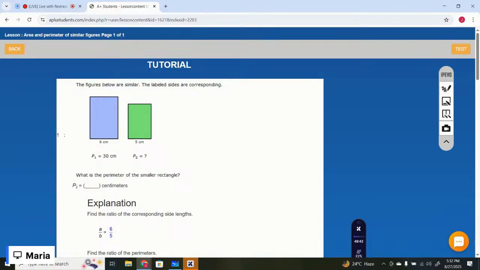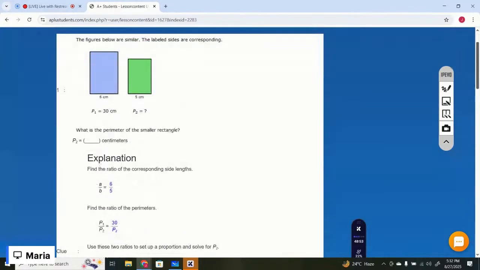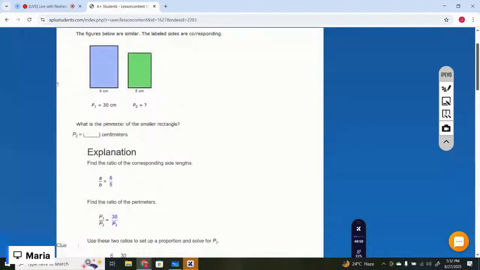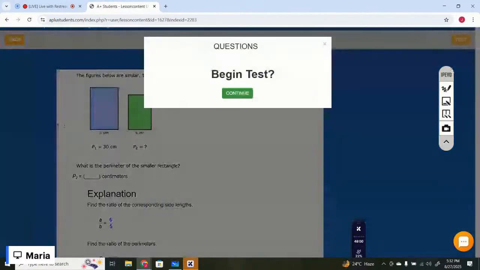The figures below are similar. What is the perimeter of the similar sides? So we need to form the corresponding ratio, the ratio between their similar sides and the ratio between their perimeters, then we have to equate them. Let's just start with the test questions.